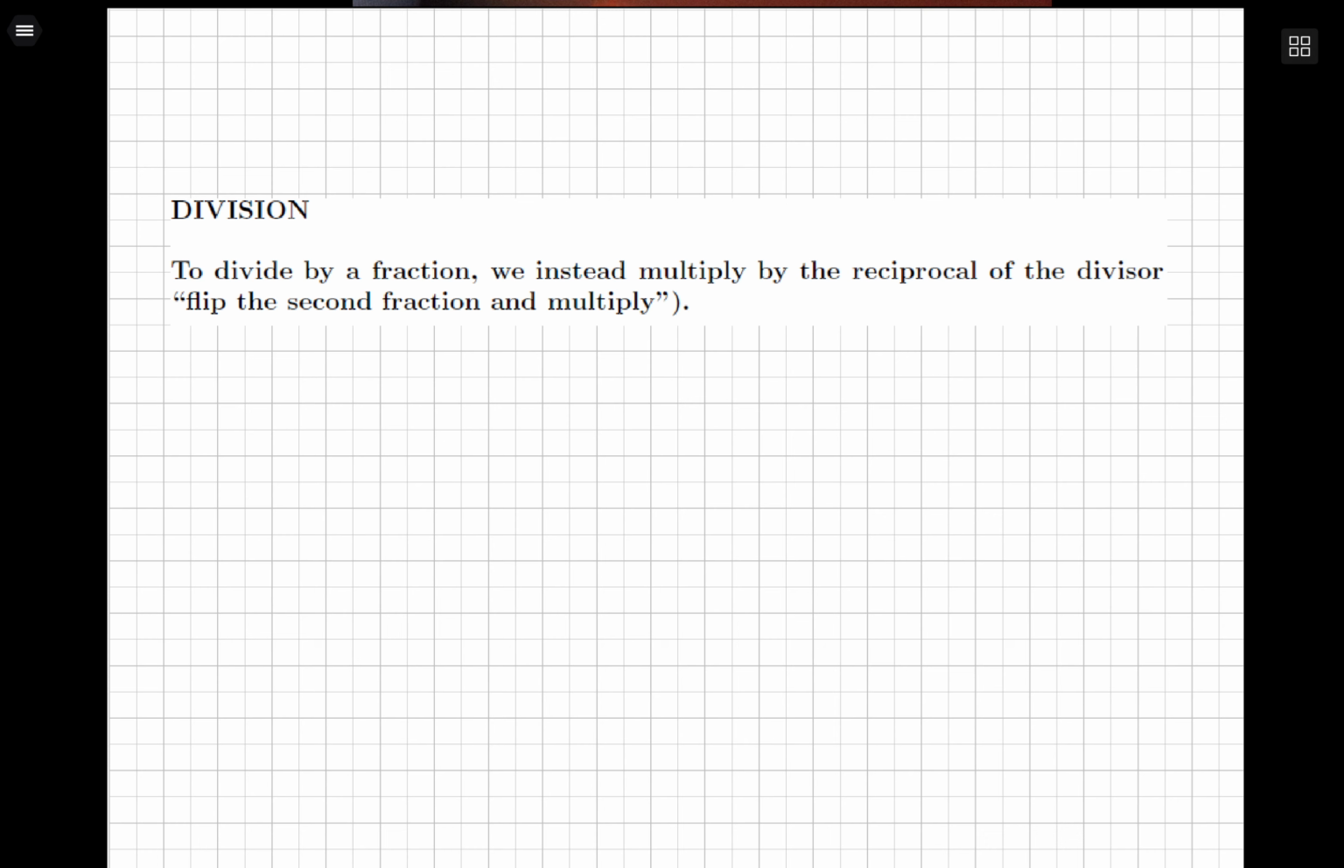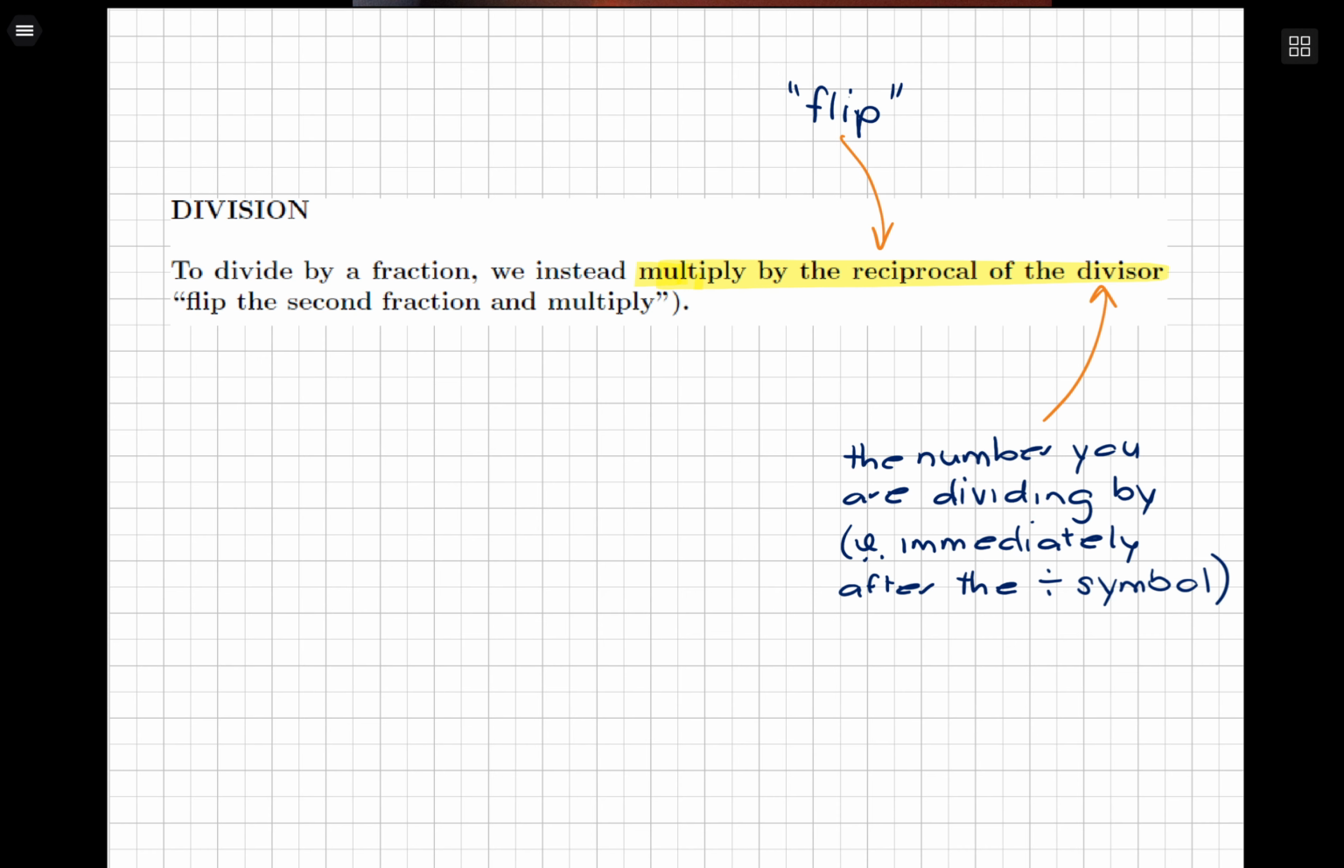Okay, moving on to division. To divide by a fraction, we instead multiply by the reciprocal of the divisor. So the reciprocal is when you turn the fraction upside down, and the divisor is the number you're dividing by. So say you had 12 divided by 4, the divisor in that case would be the 4 because you're dividing by 4. Okay, you could say flip the second fraction and multiply. Some people say tip and times or invert and multiply. Whatever you want to call it, as long as your brain remembers what you need to do in division, that's all good.